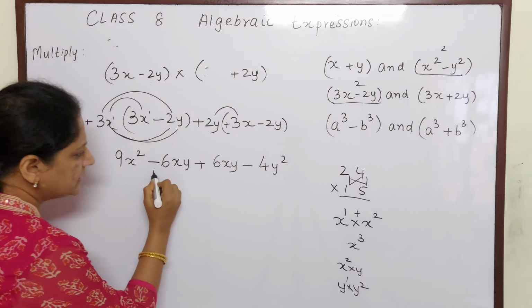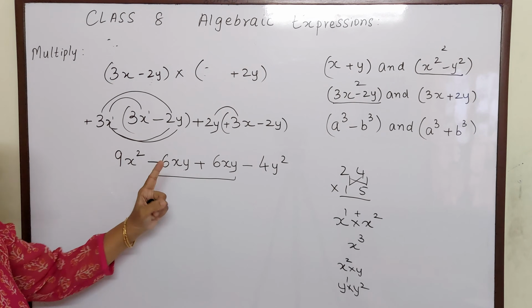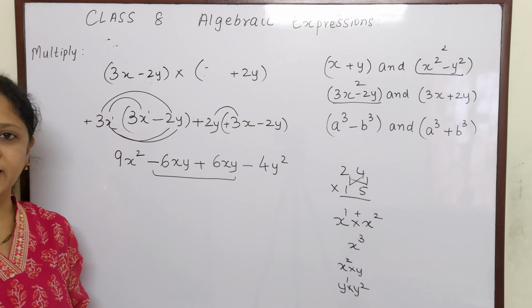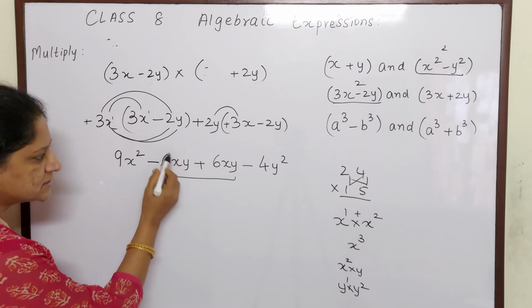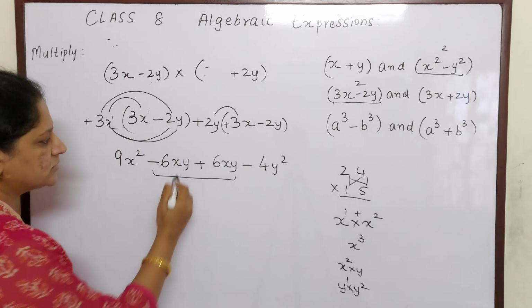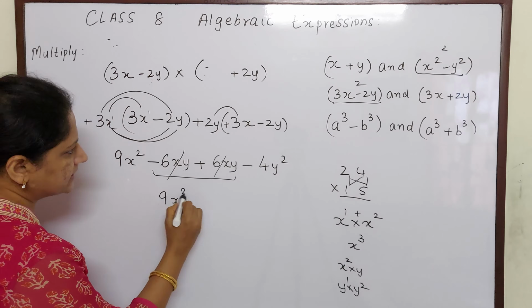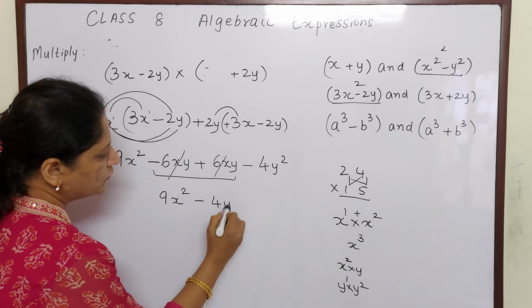Now if you see, children, these both are like terms, right? And this is also xy. This is also xy. That means you can add and subtract. But here this is minus 6 plus 6. It is like 6 minus 6 is 0. So this gets cancelled. Your final answer is 9x square minus 4y square.